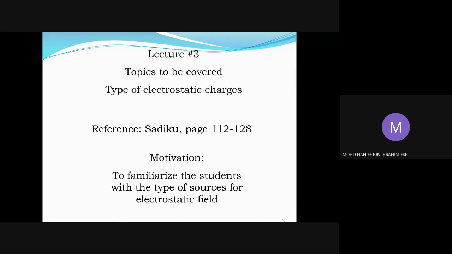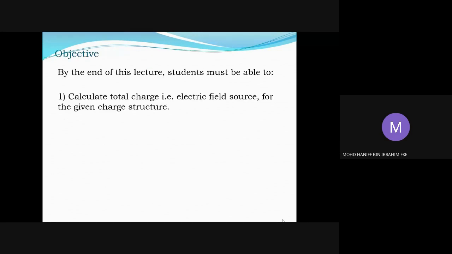The motivation of this lecture is basically to familiarize the students with the types of sources that can be used in producing the electrostatic field. So this will be the objective of this lecture number 3. We are hoping that by the end of this lecture, you must be able to calculate the total charge for the given charge structure.